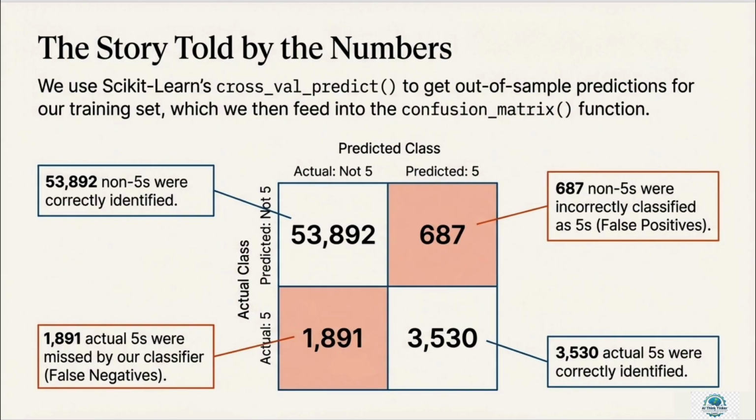Bottom left, 1,891 false negatives. This is the painful part. There are nearly 2,000 real number fives that our model completely ignored. Accuracy hid these 1,891 mistakes behind the mountain of 53,000 correct negatives. But depending on your problem, those 1,891 missed detections could be catastrophic. We need metrics that isolate these specific types of errors.